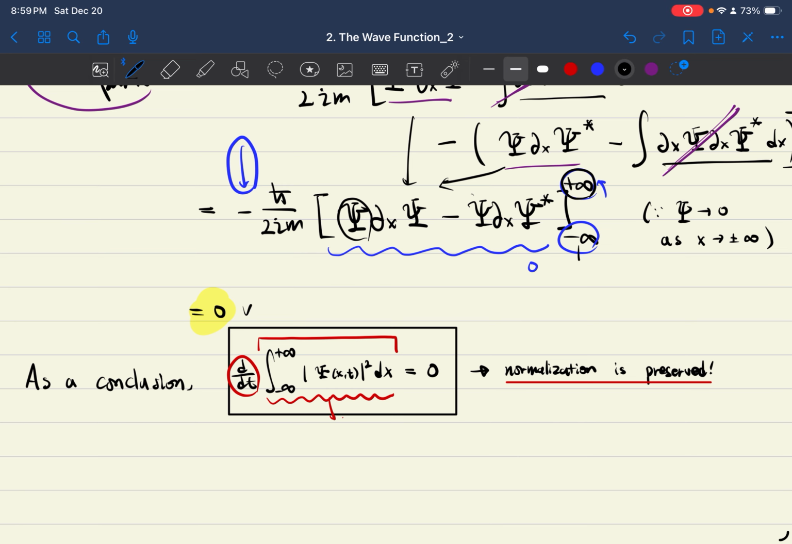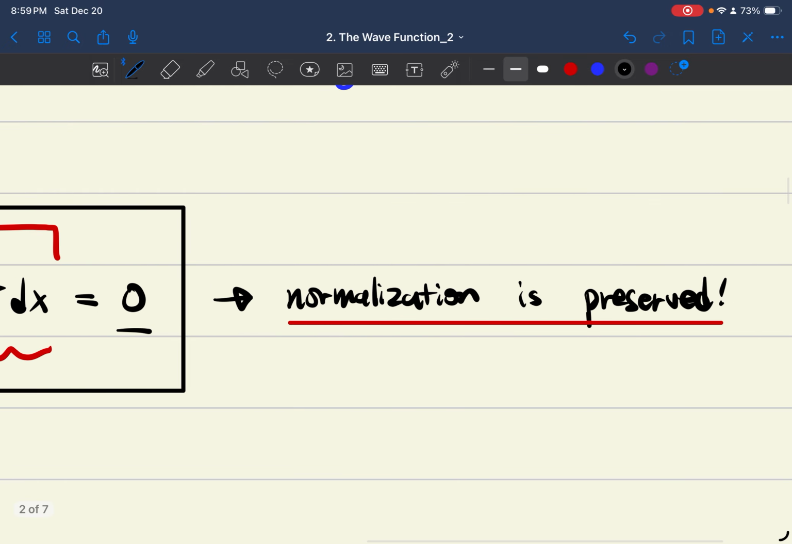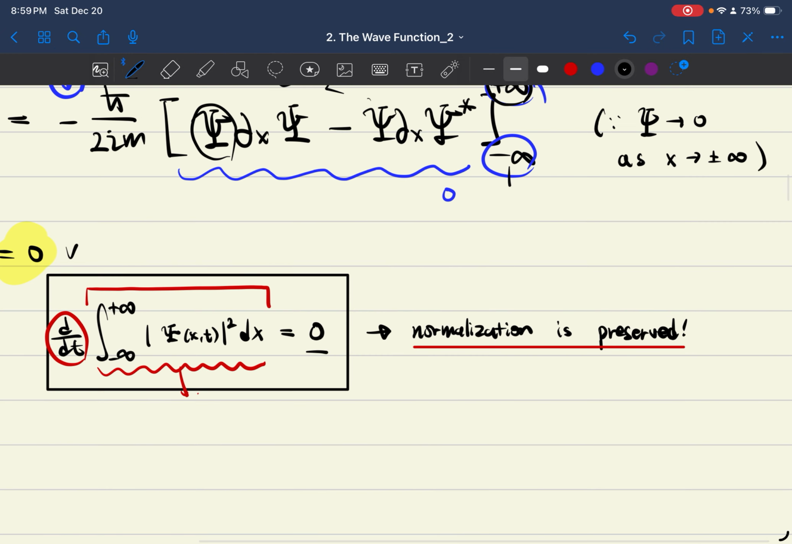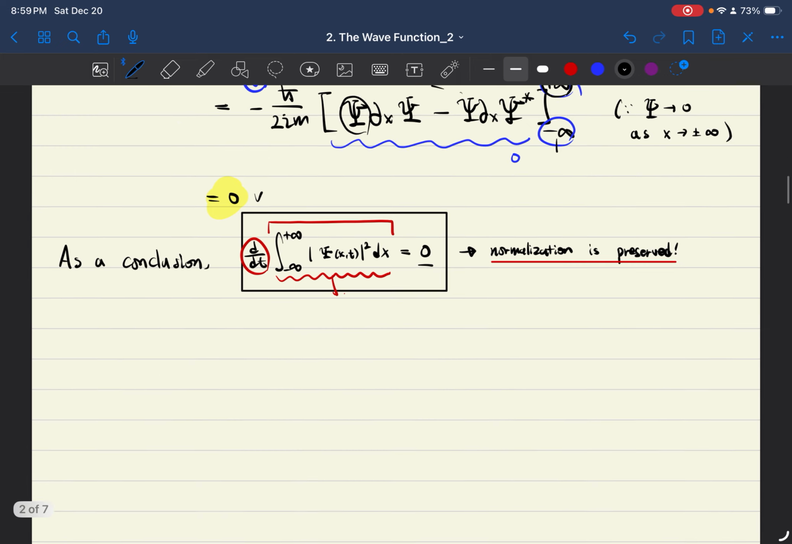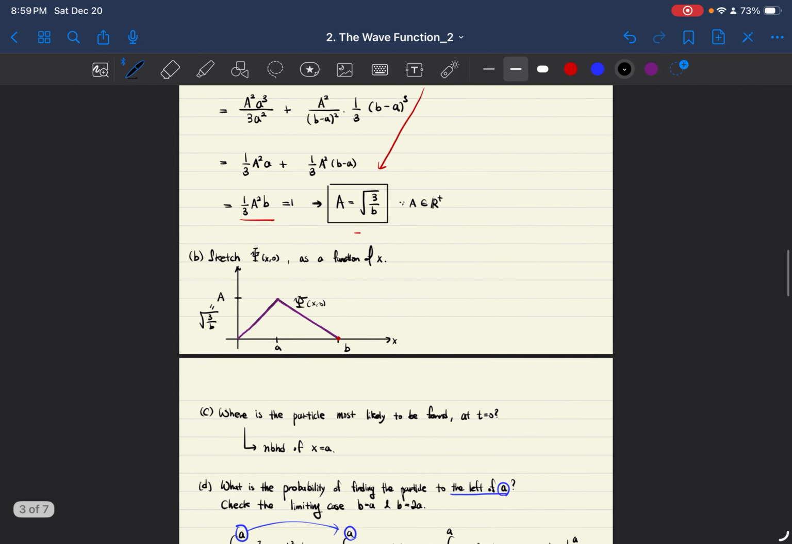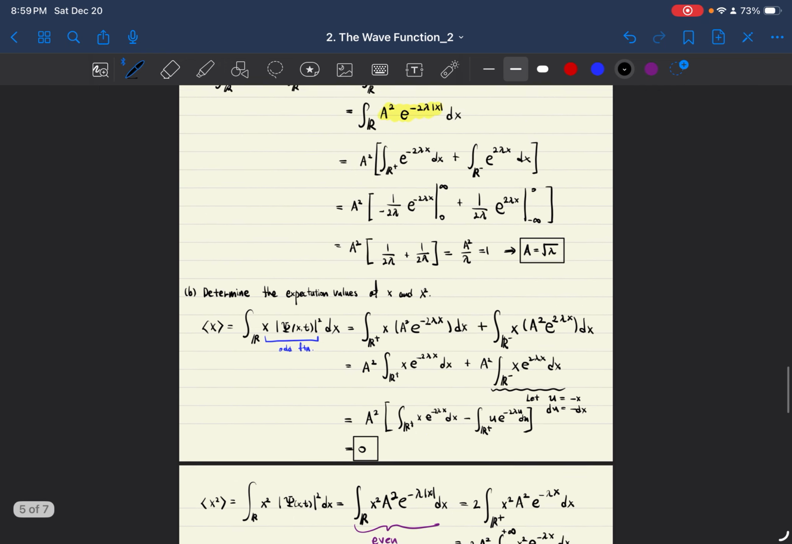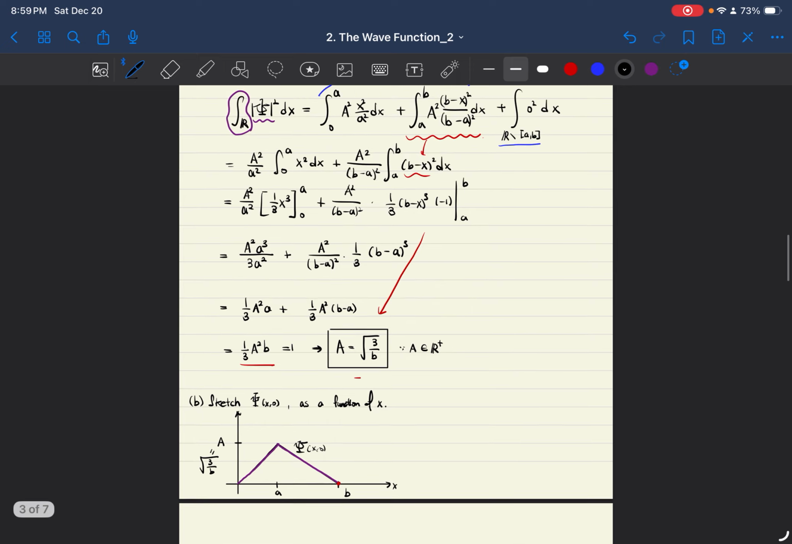So as a conclusion, if we differentiate this normalization integral by t, we get 0, which means normalization is preserved. Verified, QED. Okay, next we're going to solve two problems about normalization. The key point is that you have to do the integral.